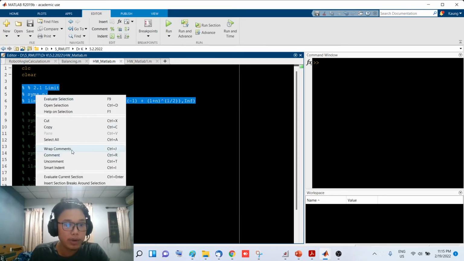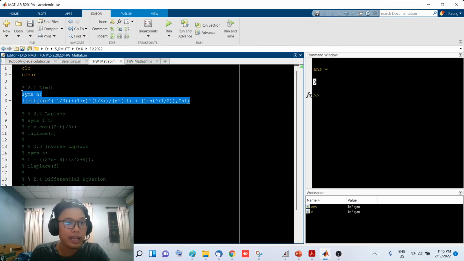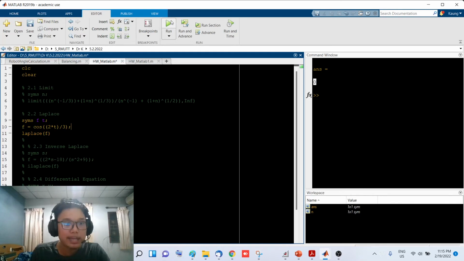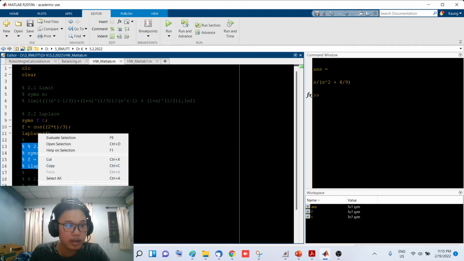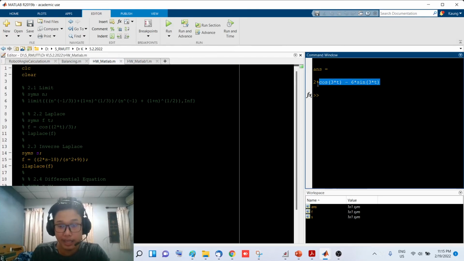Okay, this one is for the 2.1 limits, and if we enter this one, the answer is 0. I'll run it again and show the one for the Laplace. If I do this equation with the Laplace transform, the answer is like this. And if I do the inverse Laplace transform, the answer is like this.